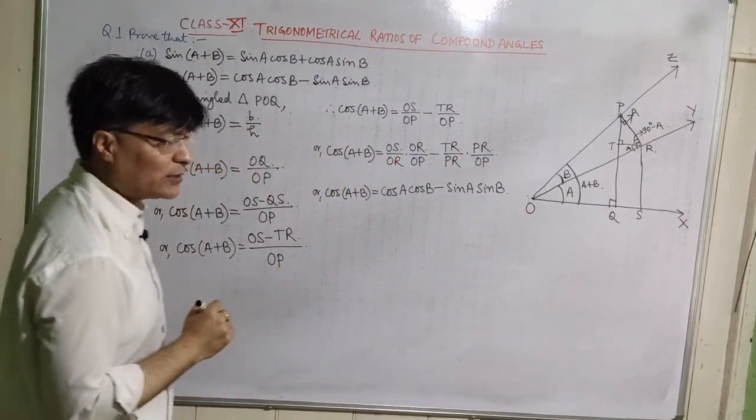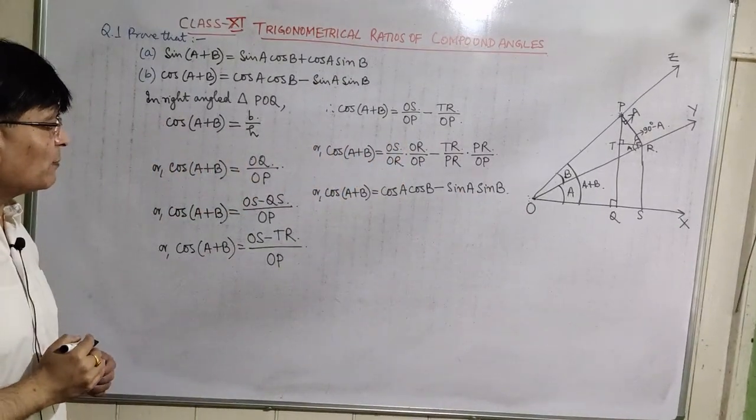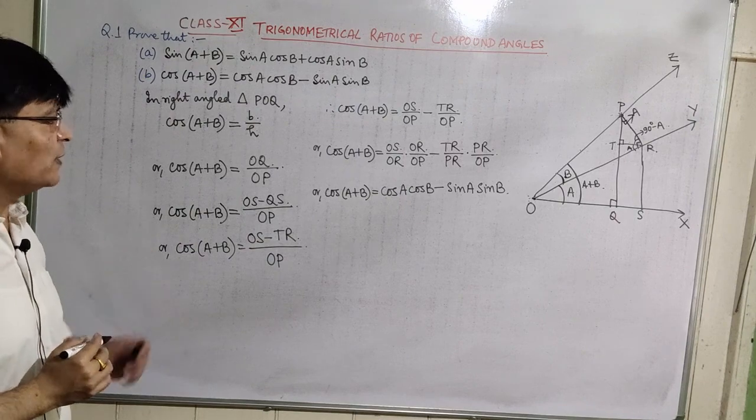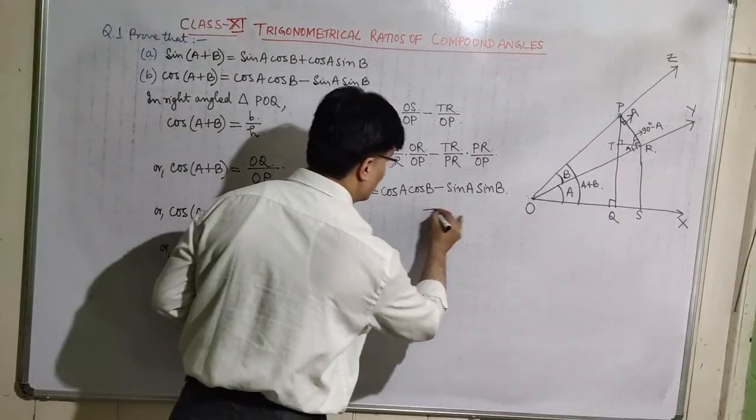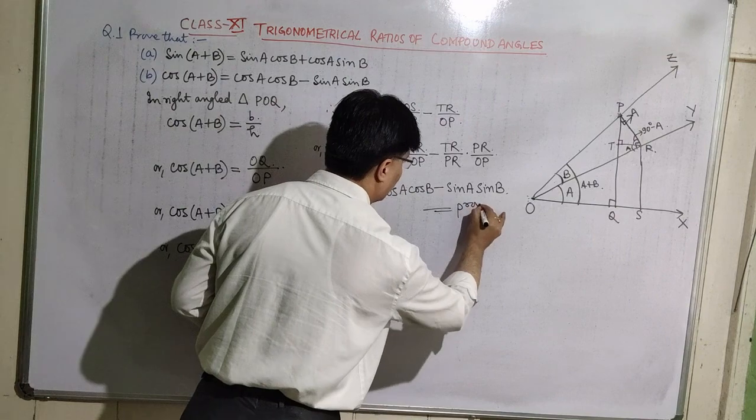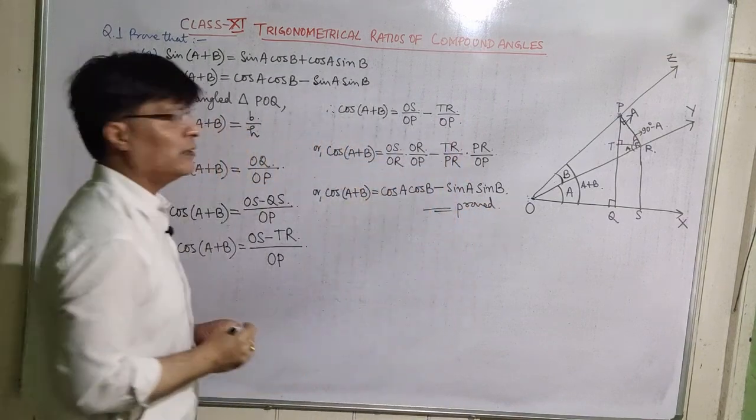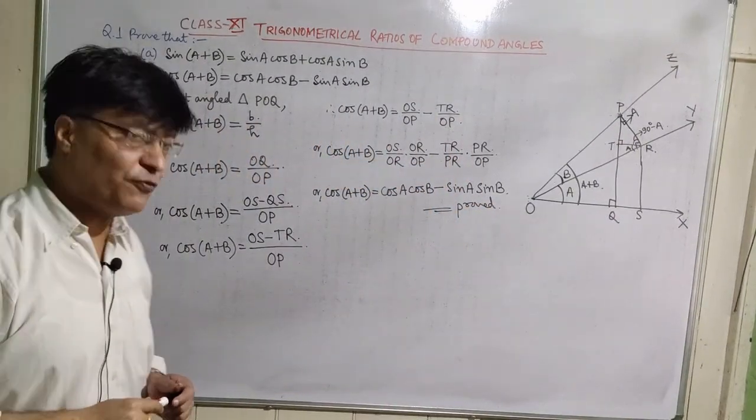So I think you have understood it. So what is the formula for cos of A plus B? It is cos A cos B minus sin A sin B. So it is also proved. So I think you have understood this proof.